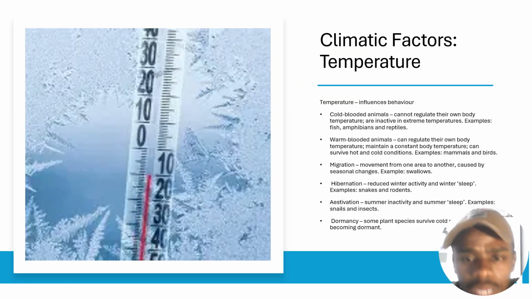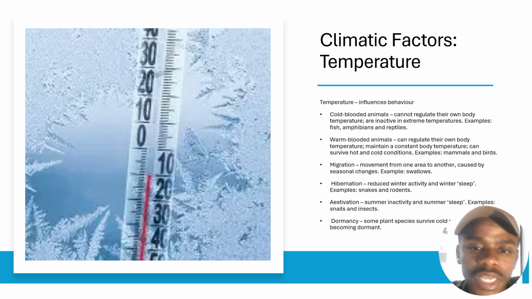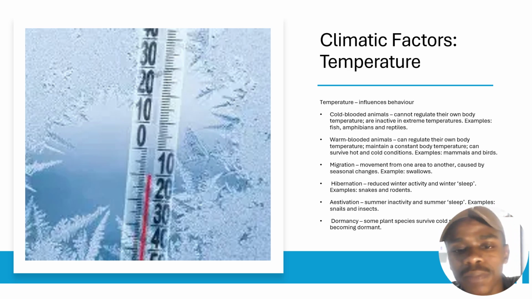We also have temperature. Now, temperature controls various activities of animals that are found in the environment. We also have migration, whereby some animals, if the season changes, migrate to other ecosystems or places. We also have hibernation, whereby animals save water and food for themselves for certain seasons, and they don't want to come out due to extreme heat or extreme coldness.